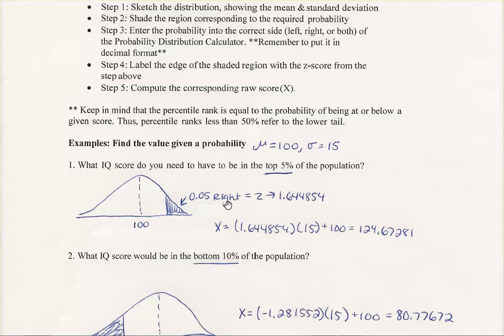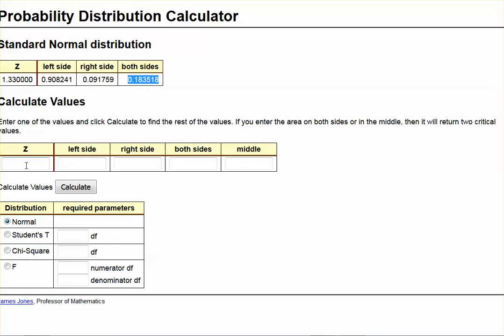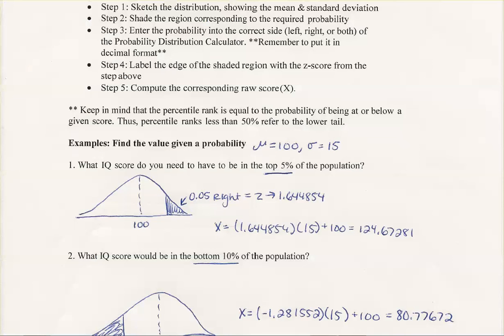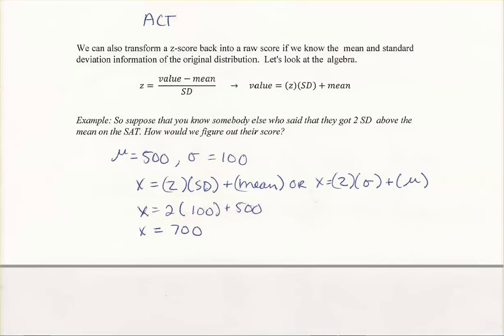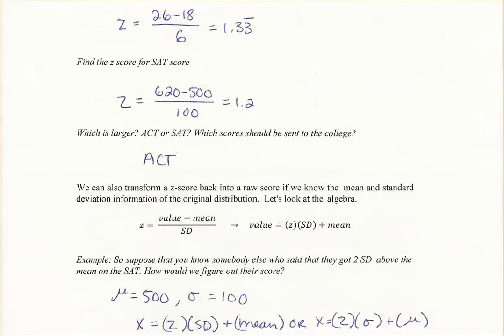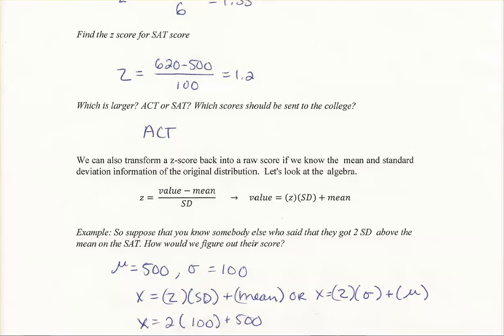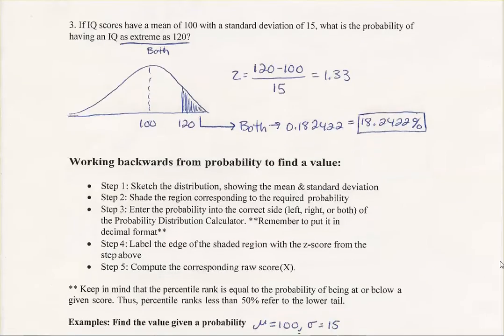For that one, what we have to do is use the probability distribution calculator to see what our z-score would be. We know it's 0.05 on the right, so we come over here and we have z left, right. We do 0.05, calculate, and we get our z-score. Then we come back over here, and there's our z-score. We plug our z-score into this formula, and remember this formula came from back here. Oh, right here. Yep, that's where that formula came from, because that's working backwards.